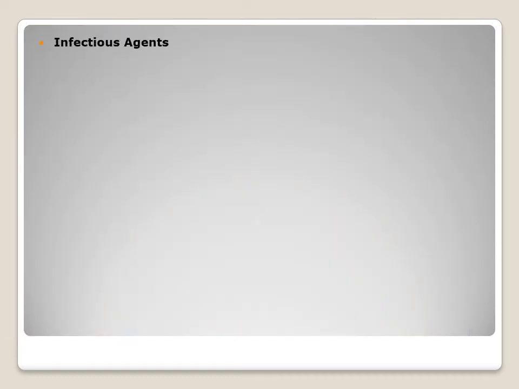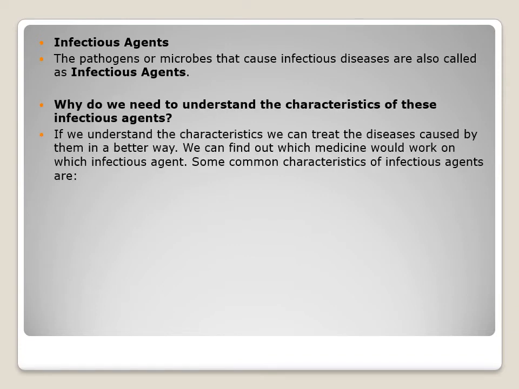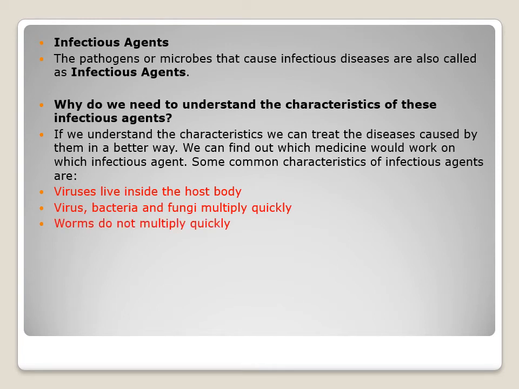Now we already know that infectious diseases are caused by infectious agents like bacteria, viruses, fungi, or some protozoa. These pathogens are infectious agents, and we have to understand certain characteristics of them. For example, bacteria can enter and multiply very fast, like viruses and fungi. Viruses live inside the host body.